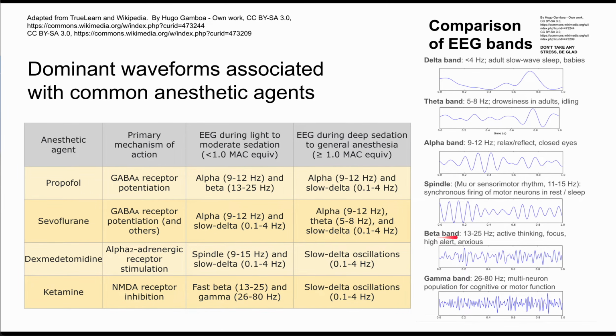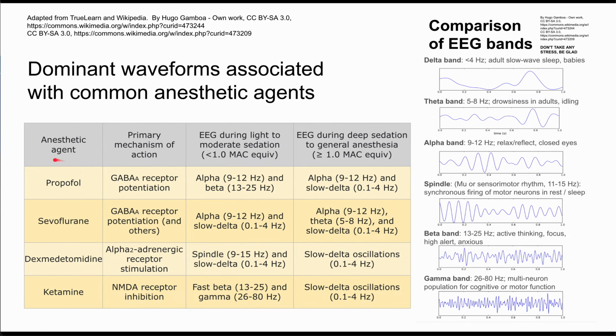Next is the beta band. This is a higher frequency of 13 to 25 hertz. This is seen in people who are actively thinking, focusing, with high alertness and anxiety. Next is the gamma band, which is the highest frequency band, 26 to 80 hertz. This is the result of multi-neuron populations during cognitive or motor functions, and you can see that it's quite high frequency here. But again, this is the combination of several neurons making this pattern.